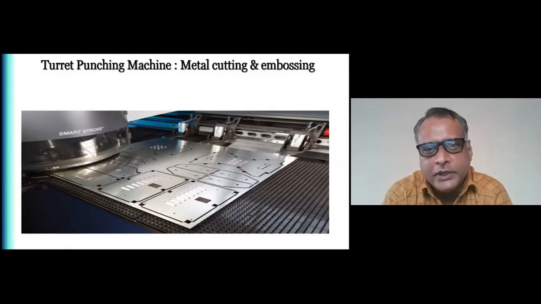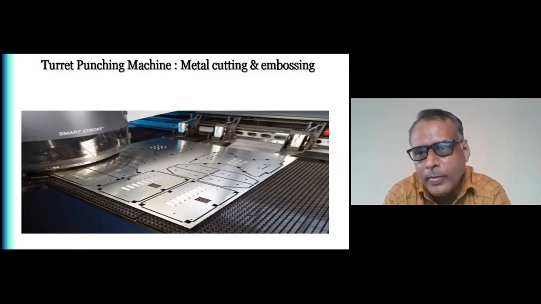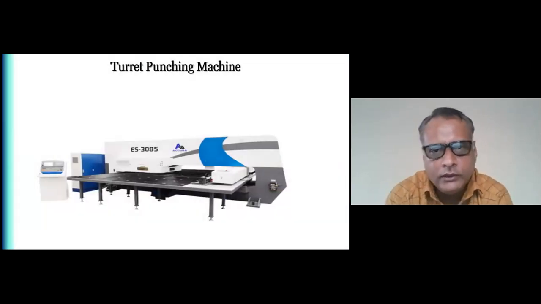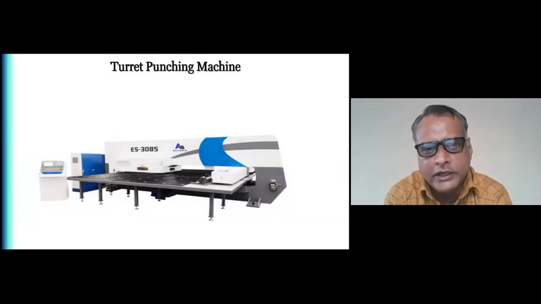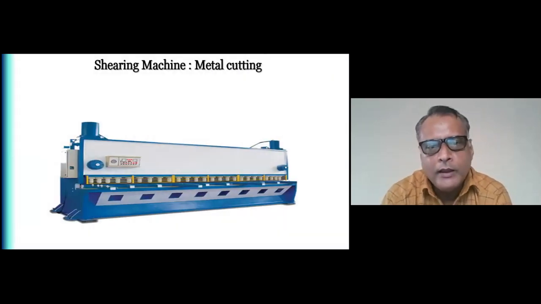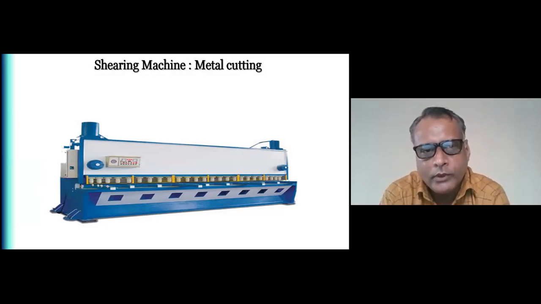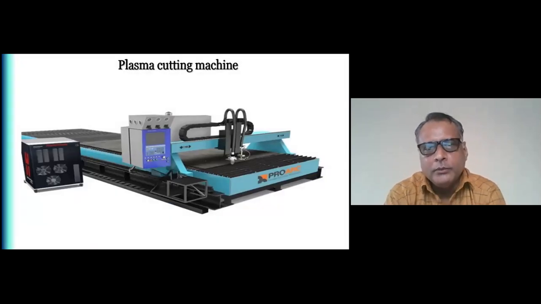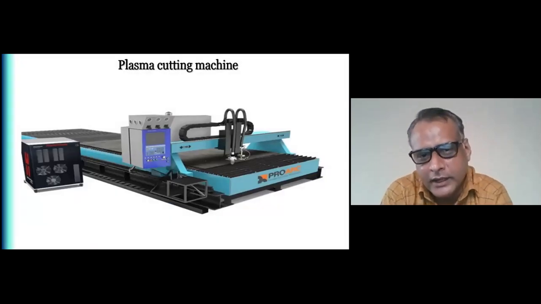This is the turret punching machine. This is also used for laser cutting and embossing of sheet metal components. This is also one of the photographs of a turret punching machine. Shearing machine. Shearing is also a basic process used for sheet metal cutting. Plasma cutting machine is there for higher thickness of sheet metal.